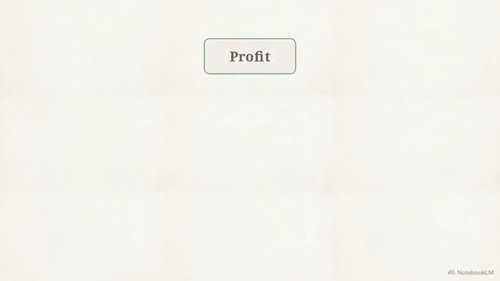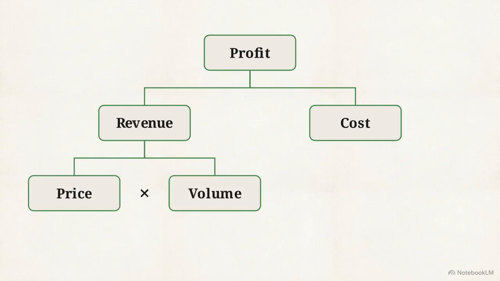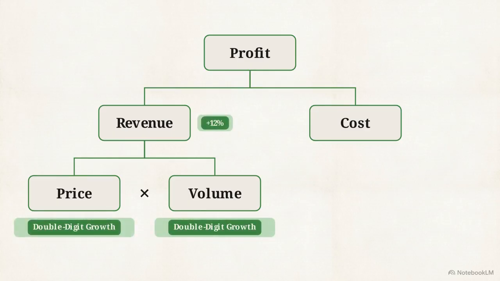This diagram shows our starting MECE tree. We split the primary node, profit, into its two main branches, revenue and cost. We then break the revenue branch down into its core drivers, the price of the product multiplied by the volume of customers. Now we inject the raw case data.